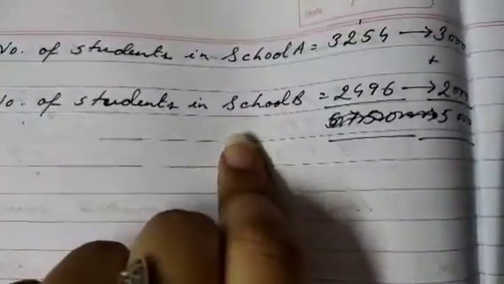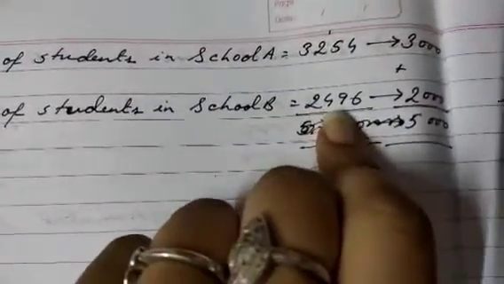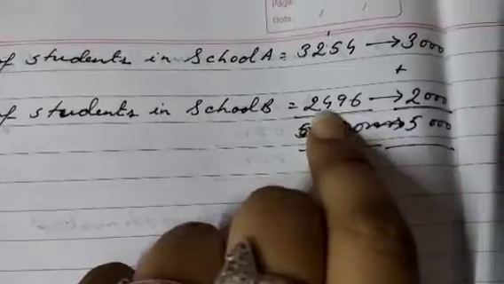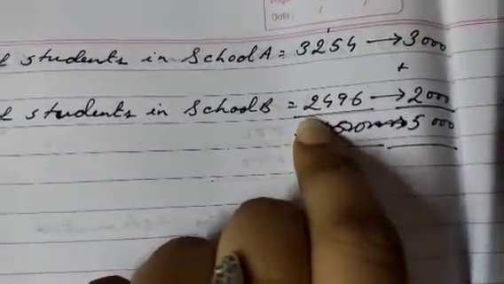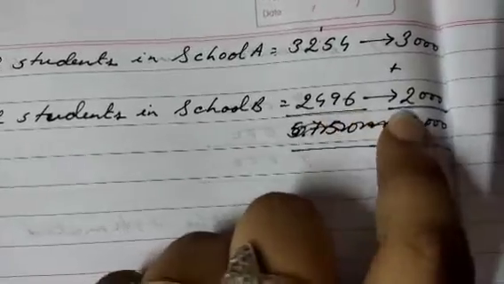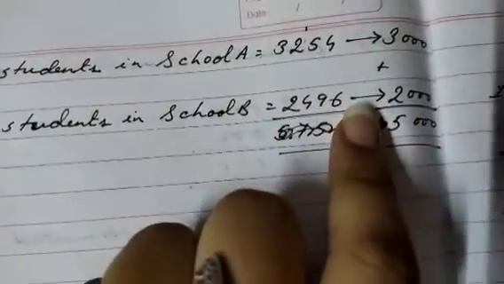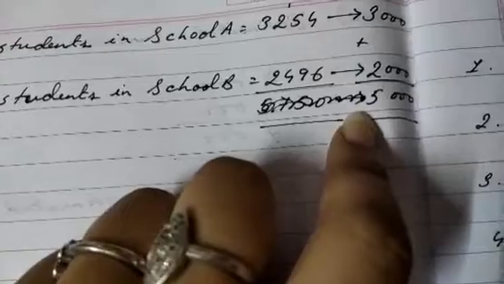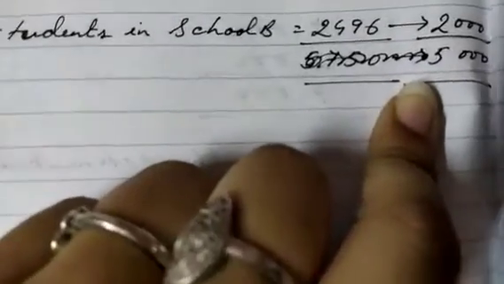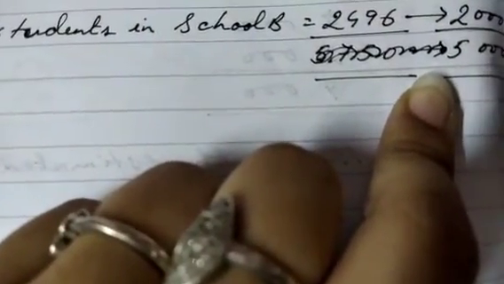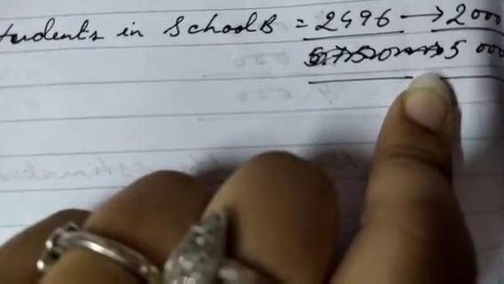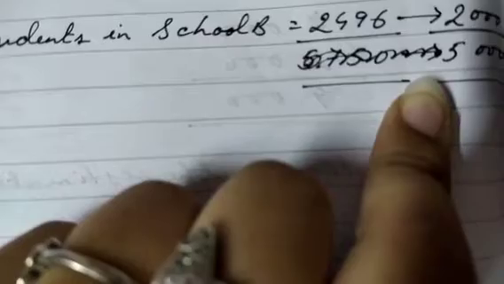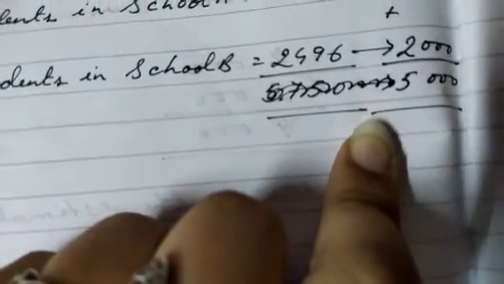Number of students in School B, 2496. 4 is there in the hundreds place. It's a weak number. So 2 will remain as it is. So 2000. So 3000 plus 2000 will give you 5000. So your answer will be 5000. The total number of students. The total number of students are about 5000.